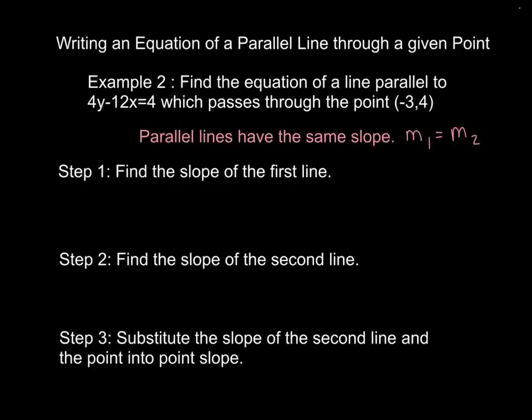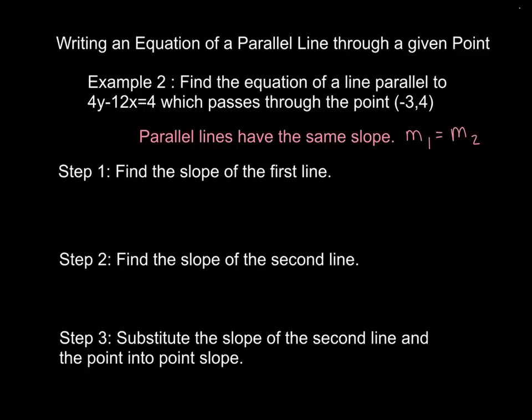So this second example that we're going to work through is very similar, except our original equation is not going to be in slope-intercept form. The example is, find an equation of a line parallel to 4y minus 12x is equal to 4, which passes through the point -3, 4. Our first step is still the same. We just have to do a little work to get there.